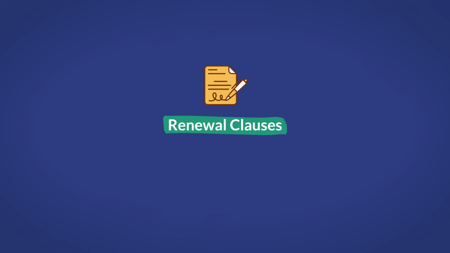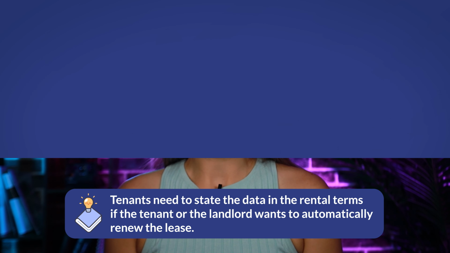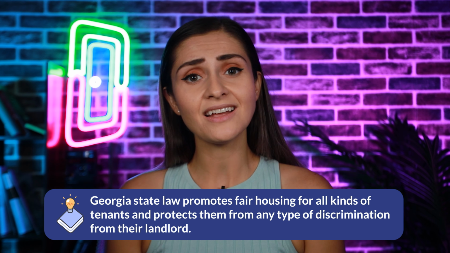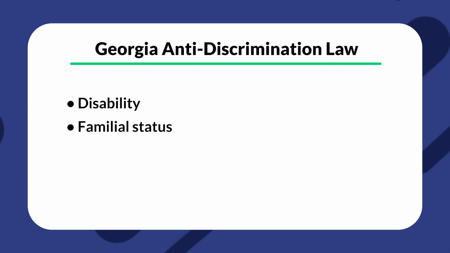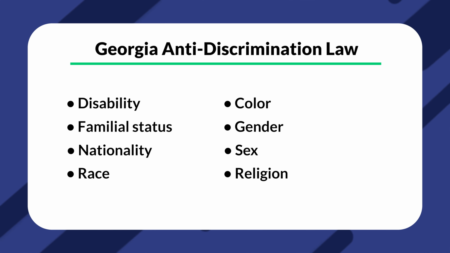Renewal clauses. If the tenant or the landlord wants to automatically renew the lease, they need to state that in the rental terms. Right to fair housing. Georgia state law promotes fair housing for all kinds of tenants and protects them from any kind of discrimination from their landlord. That protection against discrimination includes disability, familial status, nationality, race, color, gender, sex, and religion.